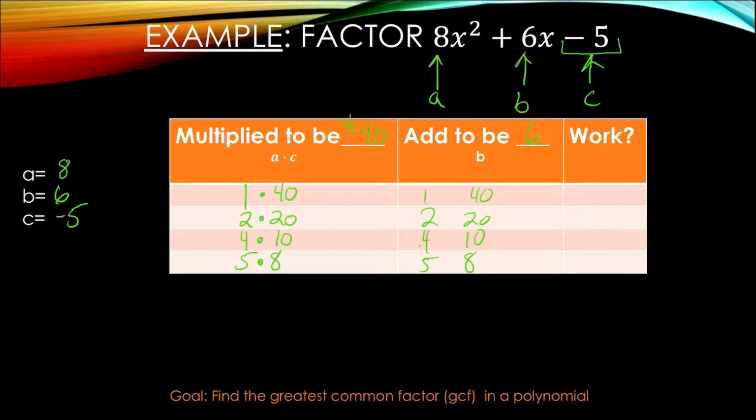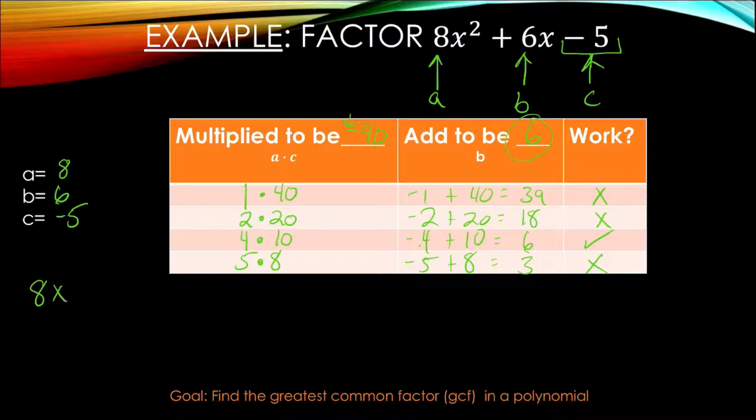I need one side to be positive and one side to be negative. Well, if my B is positive, I know that my bigger number has to be positive, which would make my smaller numbers negative. So negative 1 plus 40 gives me 39. That one doesn't work. Negative 2 plus 20 gives me 18. That doesn't work. So look, we're trying to find stuff that's 6. Negative 4 and 10 is 6. Ding, ding, ding. Negative 5 and 8 is 3. That doesn't work. Okay. So now I can rewrite this. That's the next step.